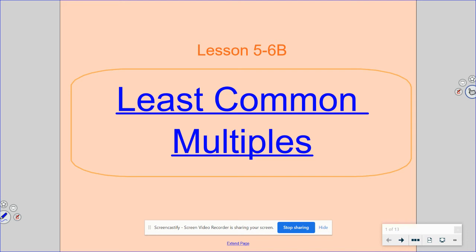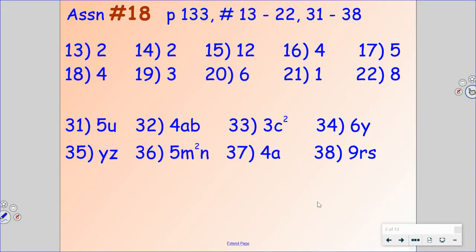And welcome back, one and all, to Chapter 5, Lesson 6. We'll call this Lesson 6, Part B, Least Common Multiples. First, pause, take a look at the answers from the previous assignment, page 133, 13 to 22, 31 to 38. Come on back when you're ready.